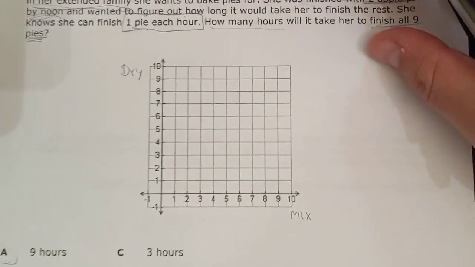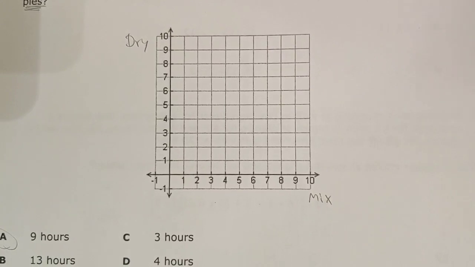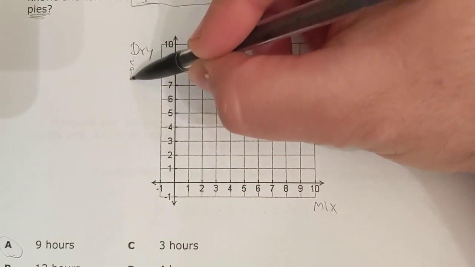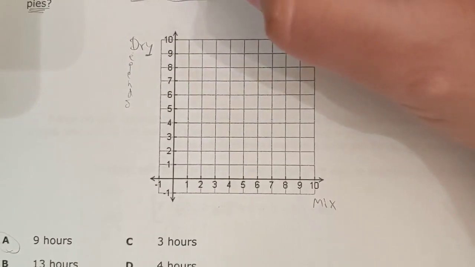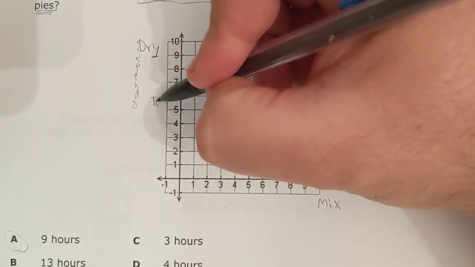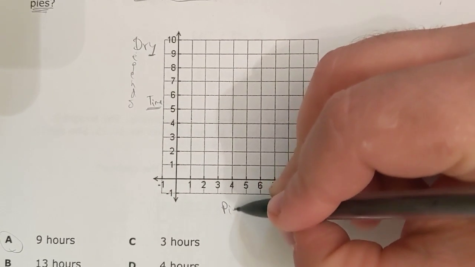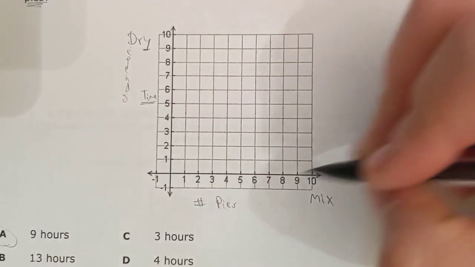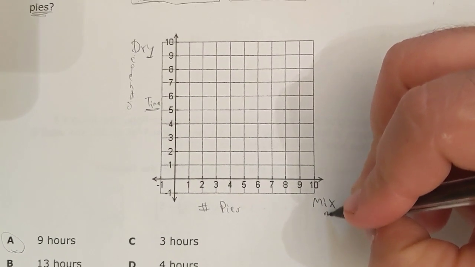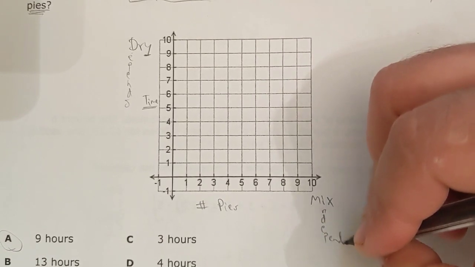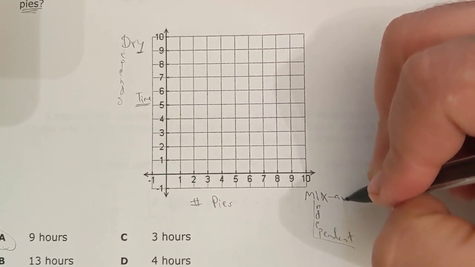This is not absolutely necessary, but it's a good practice for you to do this since we learned it in class. The dependent, the one that depends on the other one, is going to be on the y-axis. So the dependent is the time. In this case, I'm going to put the time over here, and we're going to put the number of pies right here, because how much time it's going to take depends on how many pies you cook. So the independent is going to be on the x-axis.